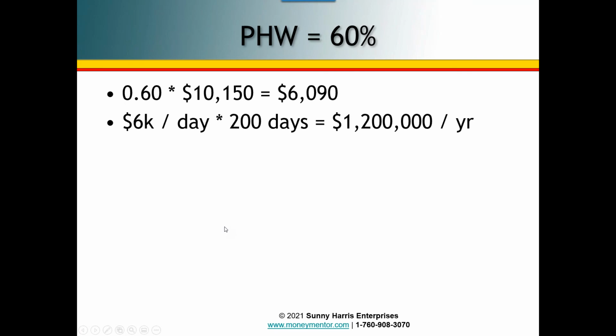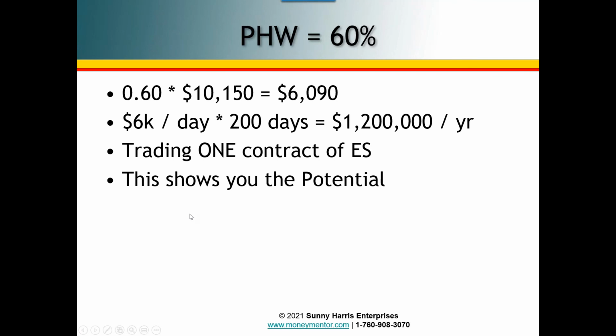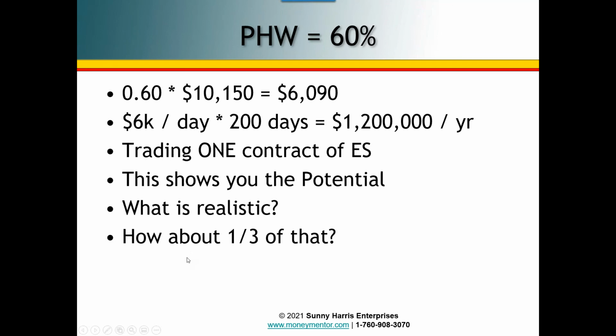Okay, which one of those is true? Is it $1.2 million we're going to make, or are we going to make 100 and some thousand, whatever the other one was? This is trading one contract of the E-mini, so it shows you the potential. But what is realistic? I'm going to guess a third of that would be realistic. So a third of 1.2 million, you can still make $400,000 per year if you can pick the ideal turning points.